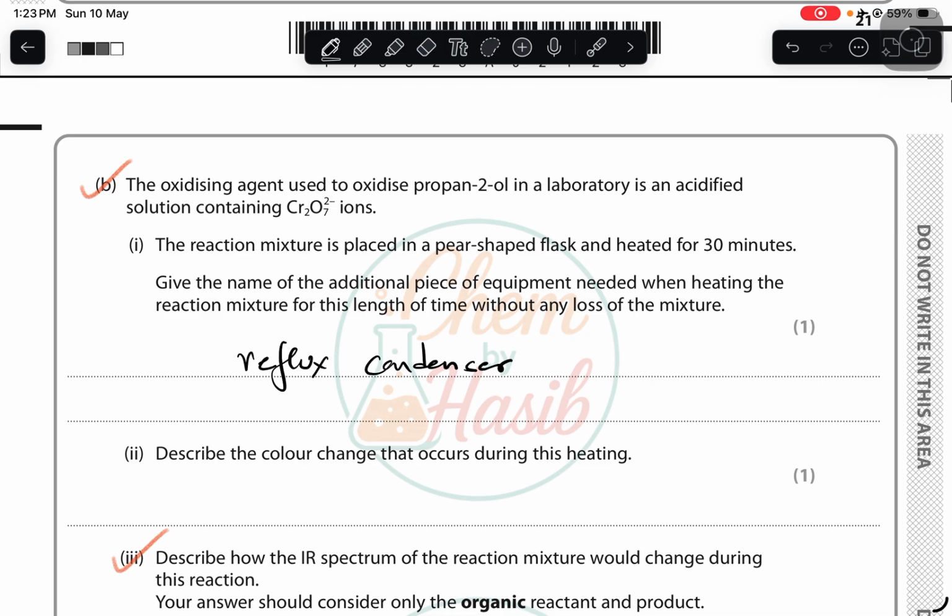It says describe the color change that occurs during this heating. The color change that occurs during heating is orange to green. Because you are reacting with potassium dichromate. Potassium dichromate is orange in color. And during the reaction, being an oxidizing agent, potassium dichromate will get reduced to chromium 3. So there will be a color change from orange to green.